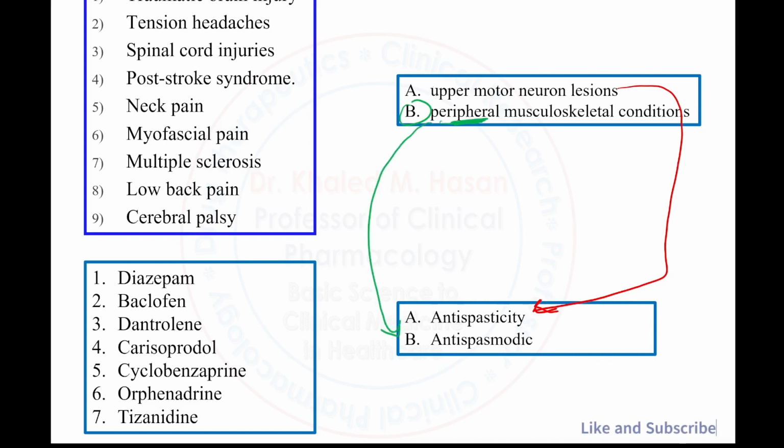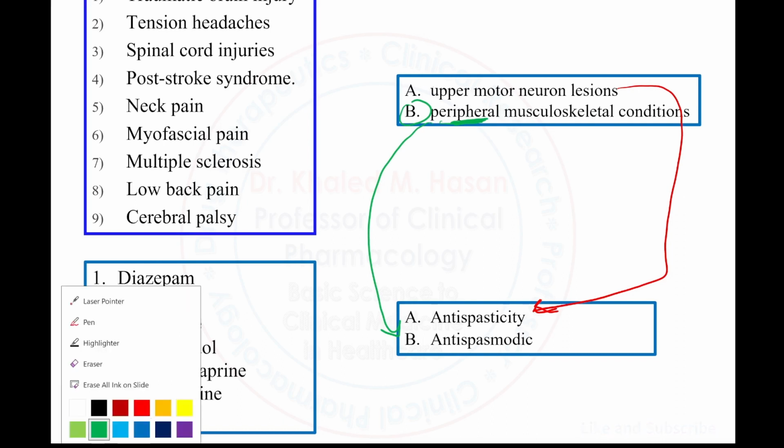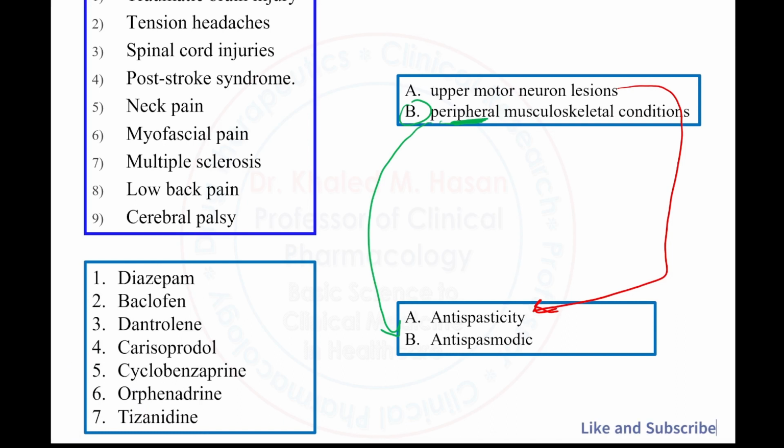As you can see, I will start with A with the red color. First we can go with the green. Second we can go with the green color together. So traumatic brain injury, what do you think? Upper neuron or lower neuron? If you said upper, you are correct. I will say A. Tension headache, I will leave it. Spinal cord injury, this is upper. Post-stroke syndrome affects the brain. Neck pain, myofascial, multiple sclerosis, cerebral palsy. So this is upper.